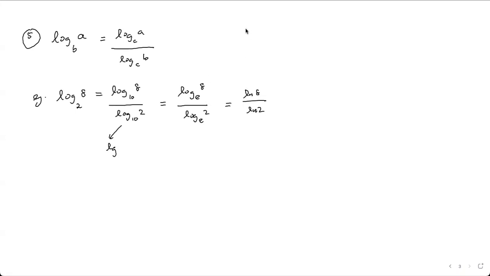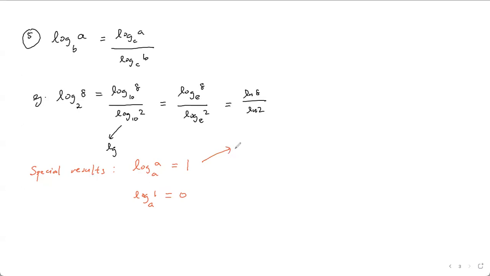Let's talk about some special results. If I have log a base a, that is equal to 1. And log 1 base a is always equal to 0. These are the special results. I can talk a little bit about why that is true. So what is log a base a?